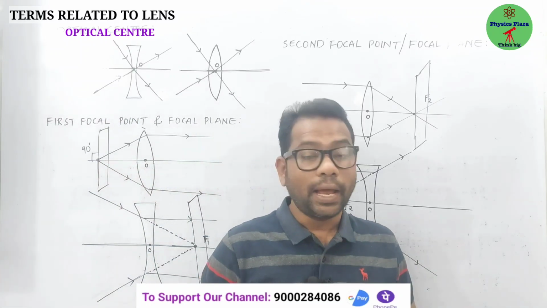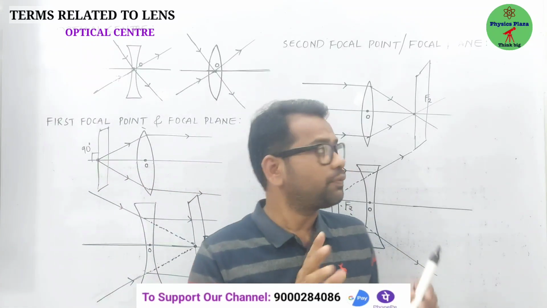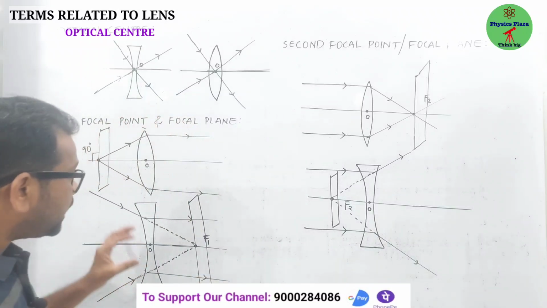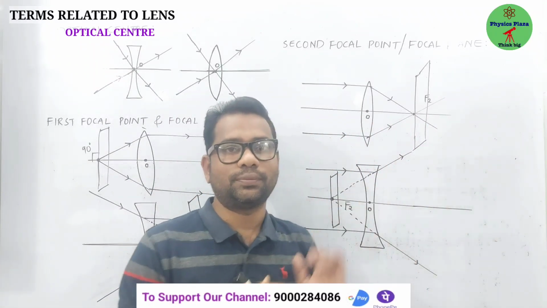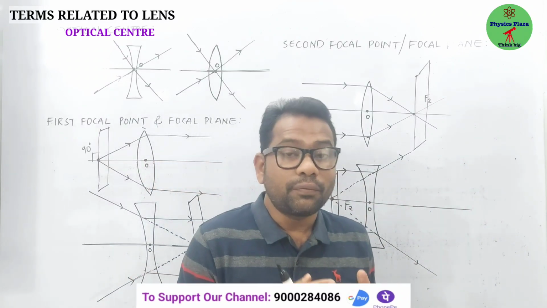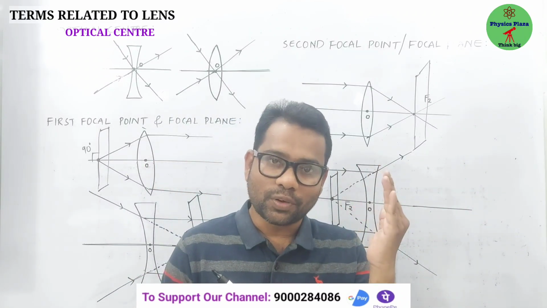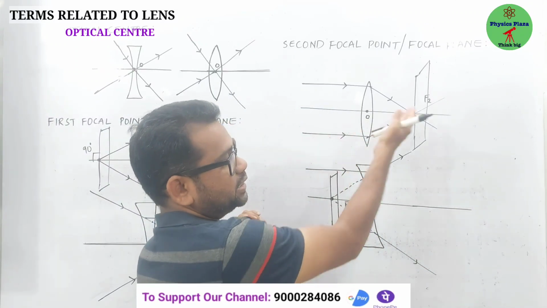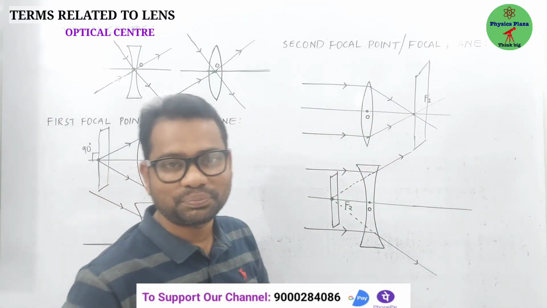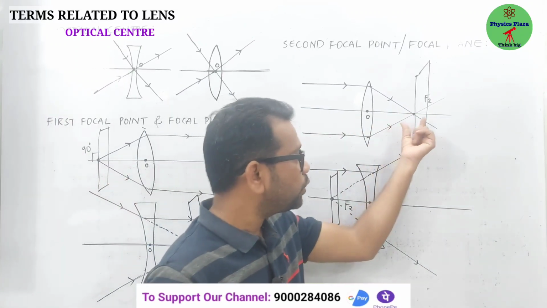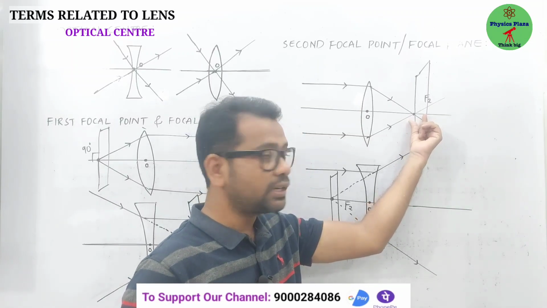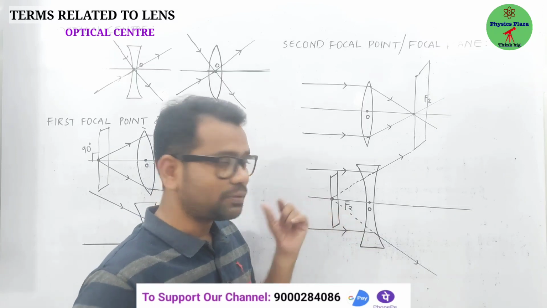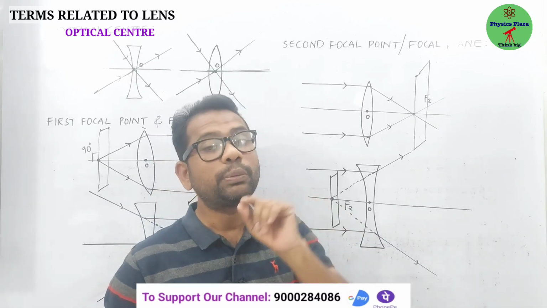Very simple. And very important, children: for any lens, the second focal point only we consider as the focus. So whenever we talk about the focus of a convex lens, it is on the right side if the object is on the left side. So F2 only we consider as the focus. For this convex lens, the focus is here. For a concave lens, the focus is here. Clear? Fine.